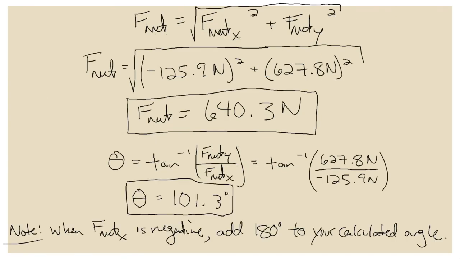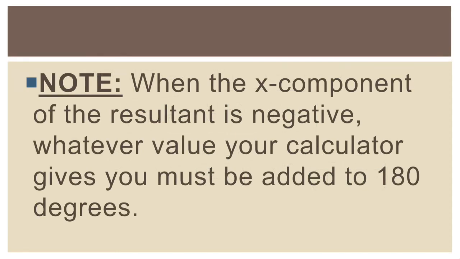And so to make sure we are totally down with that note: when the x component of the resultant is negative, whatever value your calculator gives you must be added to 180 degrees. Take a second to pause this video here and write that down. And when you hit play, we'll take a look at one more of these before we go.